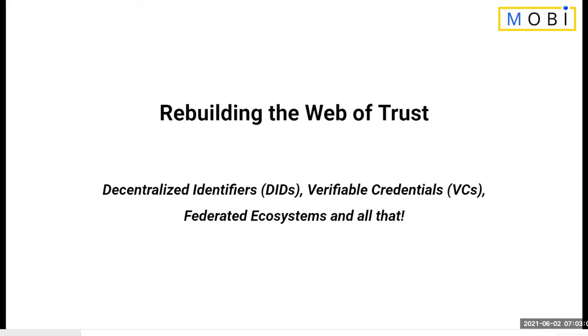The subtitle here is decentralized identifiers, verifiable credentials, federated ecosystems, and all that, because these are really the central tenets, the building blocks for the web of trust. So let's dig into those things: the DIDs, verifiable credentials, and federated ecosystems, right?